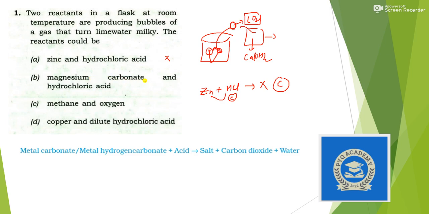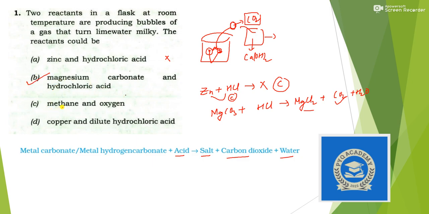Then second is magnesium carbonate and hydrochloric acid, MgCO3 plus HCl. So here is a chance of production of CO2. This reaction can proceed like this: MgCl2 plus CO2 plus water. This is given in the chapter metals and non-metals. You can see here, when a metal carbonate or a metal hydrogen carbonate reacts with acid, it forms a salt, that is MgCl2, then CO2, then water. So definitely our answer is option B.